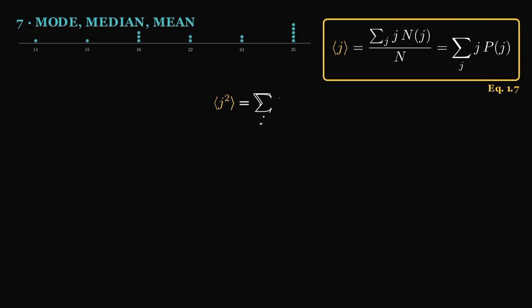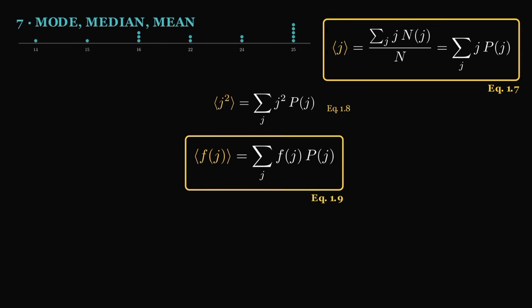We can do the same trick with j squared. Average the square instead of the value and call it the average of j squared. In general, for pretty much any function f of j, the expectation value of f is just the sum of f of j times p of j, one of the most useful tools in this entire course.